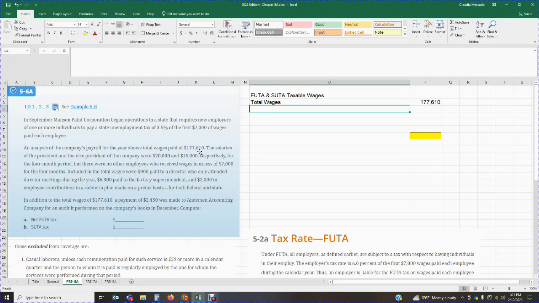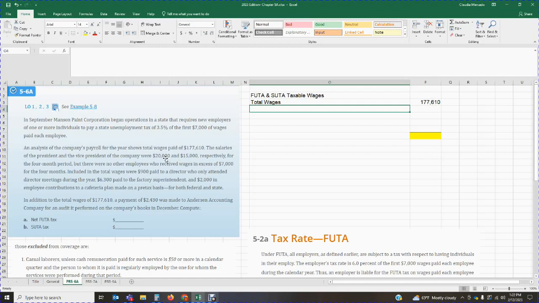Now, the first thing that we have here, it says the salaries of the president and the vice president of the company were $20,000 and $15,000 respectively for the 4-month period. Now, we do know that we only pay taxes on the first $7,000 of wages. So these two employees made more than $7,000. So we need to calculate the excess. How much are we not going to pay taxes on?